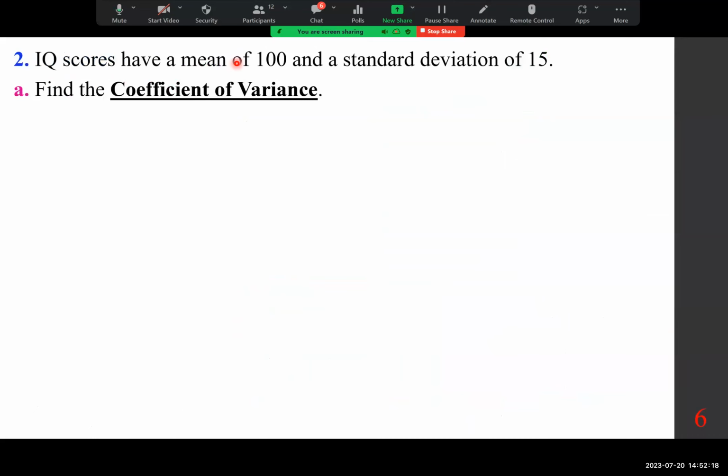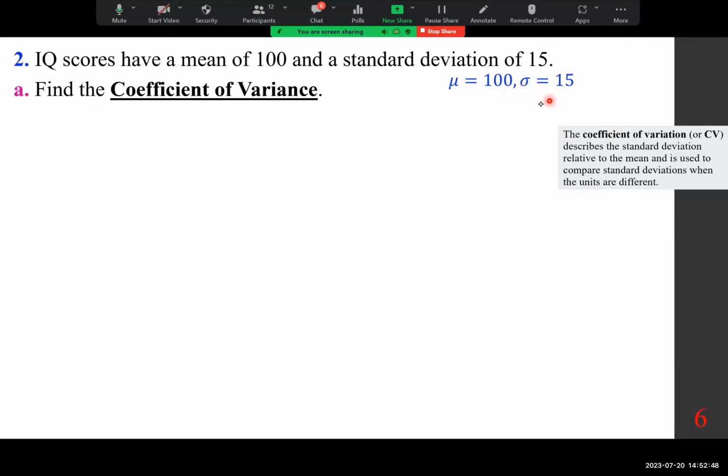IQ scores have a mean of 100 and a standard deviation of 15. Find the coefficient of variance. So the very first thing, anytime you deal with that, you really have to write the given because you're dealing with word problems. So mu is 100, sigma is 15. Why is it mu and not X bar? Because this refers to all the population. Same thing for this one. So mu is 100, sigma is 15. And what is the coefficient of variance?